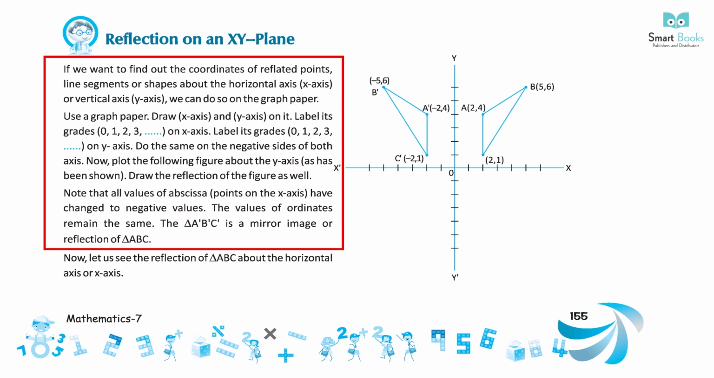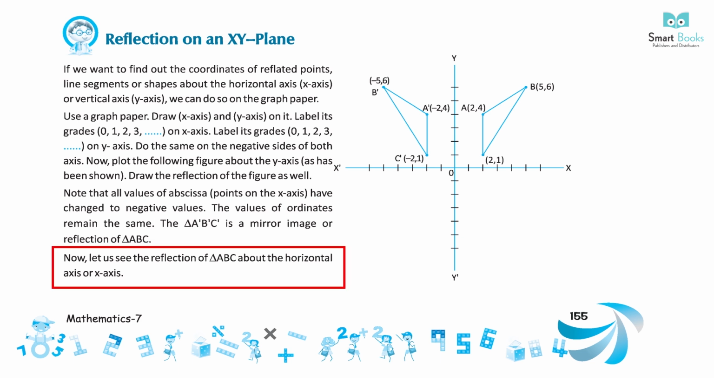Now plot the following figure about the y-axis as has been shown. Draw the reflection of the figure as well. Note that all values of abscissa on the x-axis have changed to negative values. The values of ordinates remain the same. The triangle A'B'C' is a mirror image or reflection of triangle ABC.